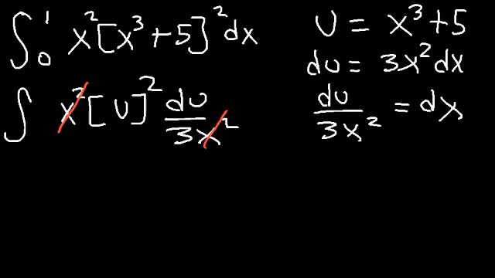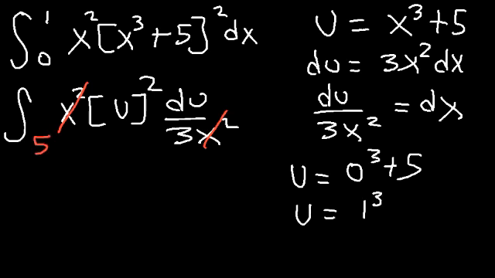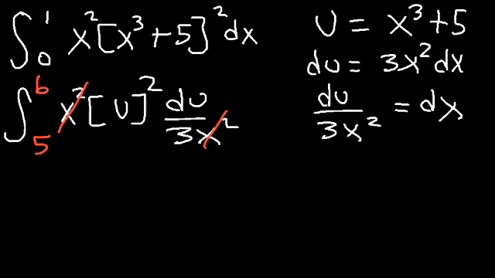So let's use this expression. When x is 0, what is u? So let's plug in 0. 0 to the third plus 5 is simply 5. Now when x is 1, what is u? 1 to the third plus 5 is 6. Let's take the constant and move it to the front. So what we have is 1/3 antiderivative from 5 to 6 of u squared du.